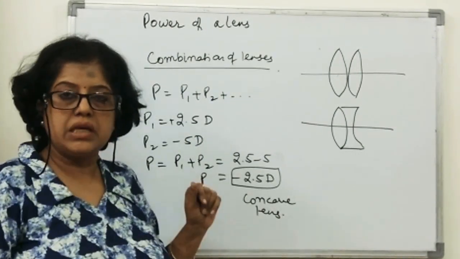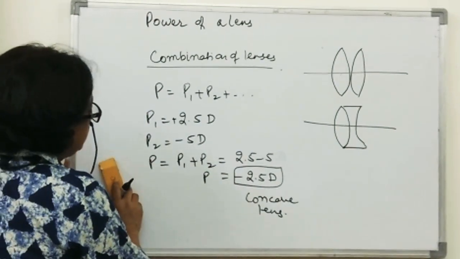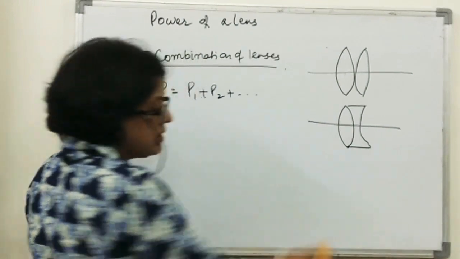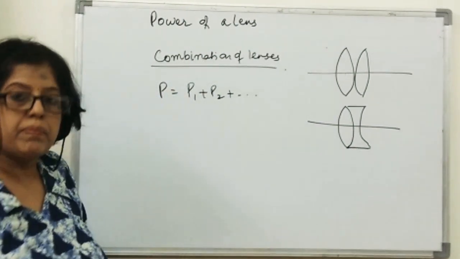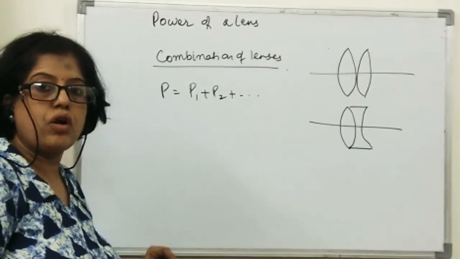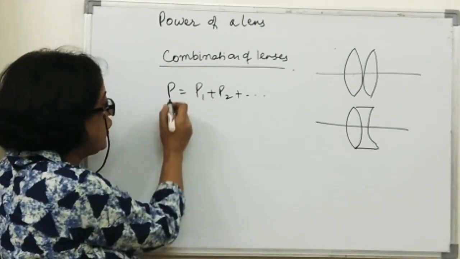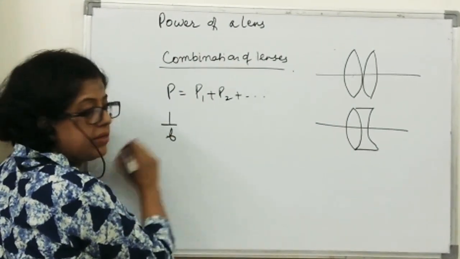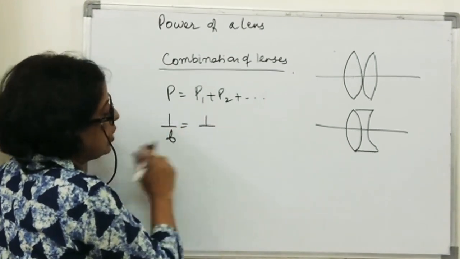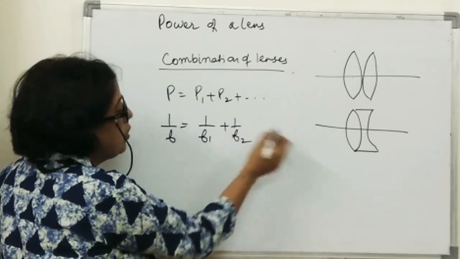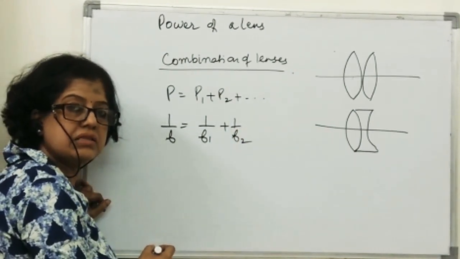This is what we've just seen. Fine? Okay. Now, if this is true, that means if we have to find out the total power or total focal length of the combination of lenses, how do we do it? Now, if power is added like this, we know power is equal to 1 by focal length. That means 1 by total focal length of the combination will be equal to 1 by f1 plus 1 by f2 plus so on, depending on the number of lenses combined.